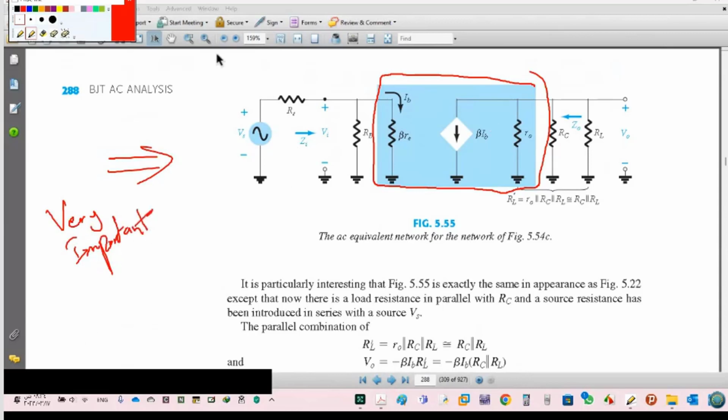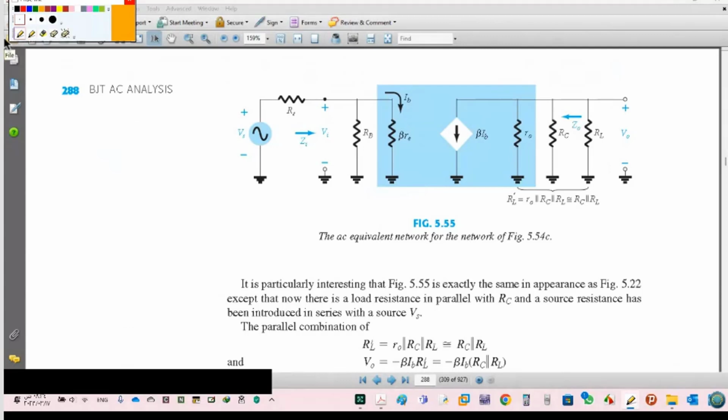Now I will add RB, and now I add RS for the generator, then RC for the configuration, RL for the load. Then I will start to calculate AV no load, AV load, and AVS. Okay, start step by step.